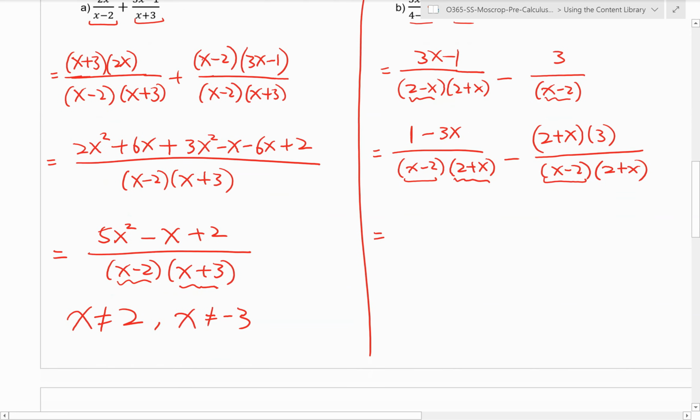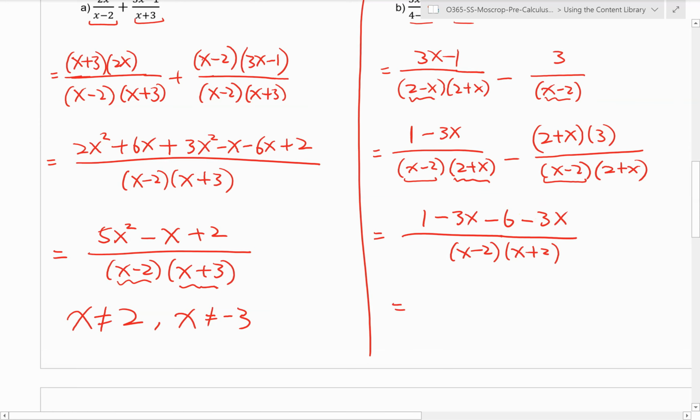Always write the variable first. So I'm going to change that. This is x minus 2, and that's x plus 2. 1 minus 3x remains. Again, we can write it as one single fraction, so I'll write it in the middle. X minus 2, x plus 2. Now we need to multiply, that's negative. So we have 2 times 3, which is 6, but it's negative 6. We have x times 3, which is positive 3x, but it's minus 3x, so it's minus 3x here.